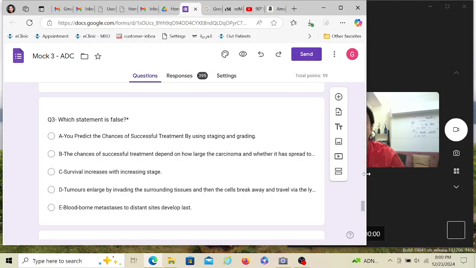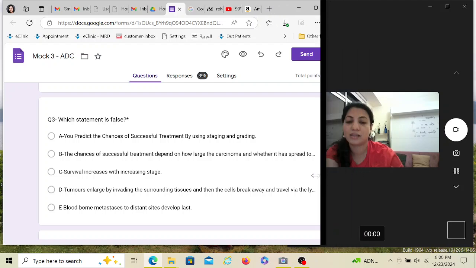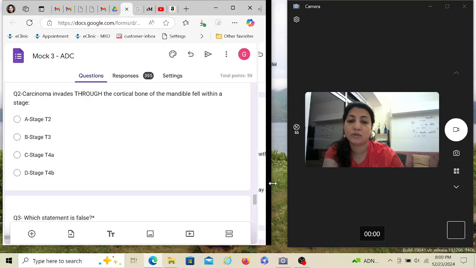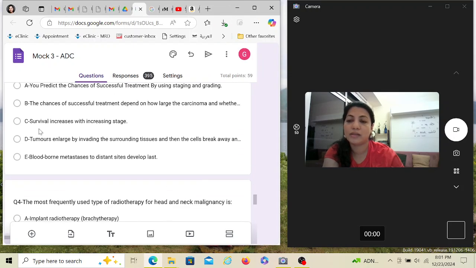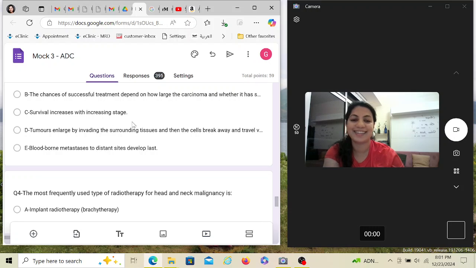Survival increases with increasing stage. No, that's a wrong statement. Tumors enlarge by invading the surrounding tissues, and the cells break away and travel via the lymphatic system. They can travel via the lymphatic system and blood, and metastasis to distant sites develops last. That's true. The only statement which is wrong here is survival increases with increasing stage.